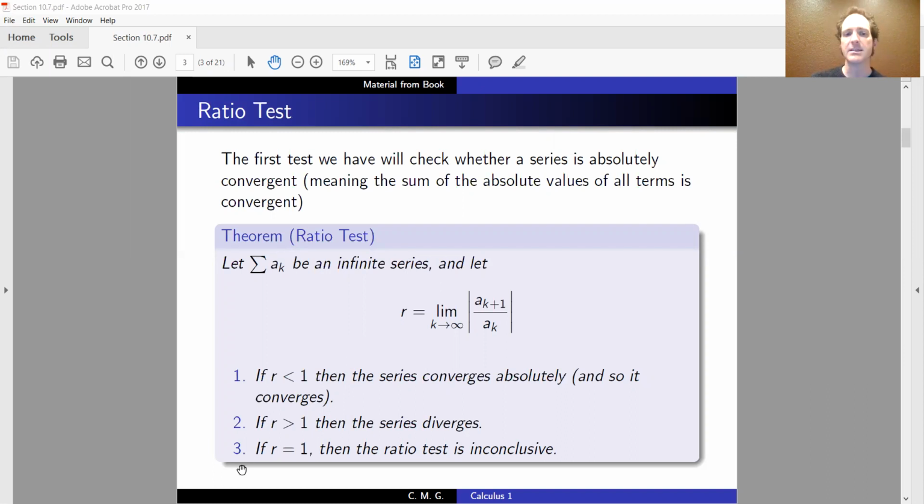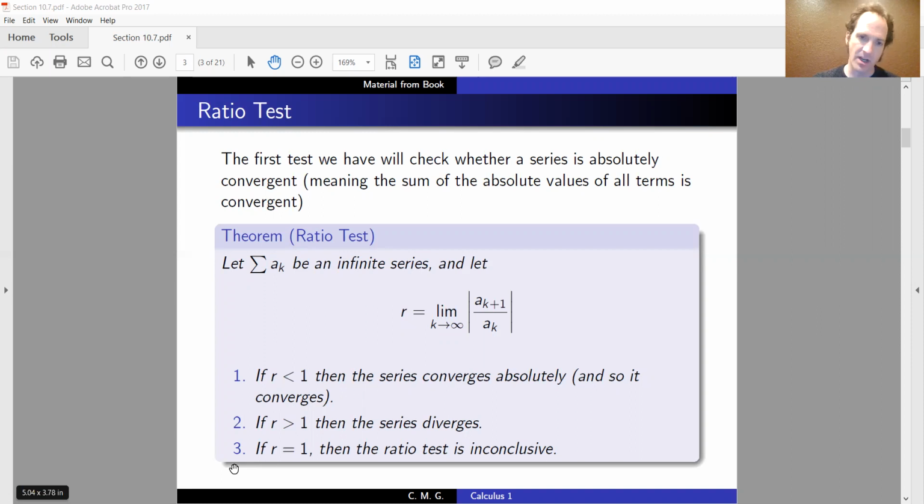If this limit R is less than 1, the series converges absolutely, and therefore it converges. Absolutely meaning the absolute value of whatever the a_k is converges when I add them. So the actual series itself also converges. If R is bigger than 1, this is a divergent series. And if R is equal to 1, this ratio test is inconclusive. So unfortunately, if we're equal to 1, we say, oh, this test didn't work. We have to do something else and go from there.